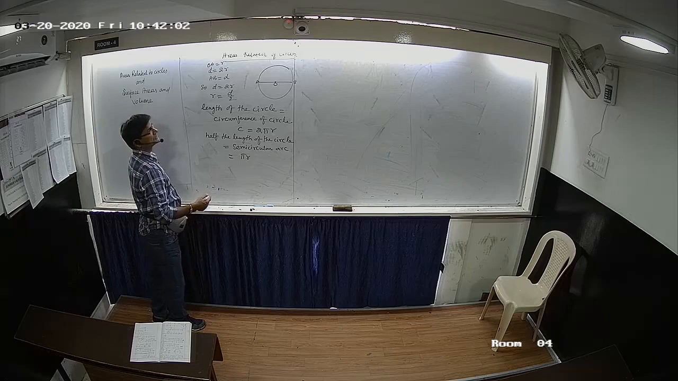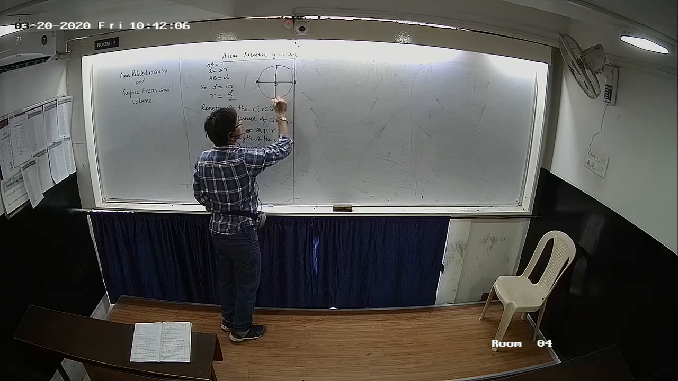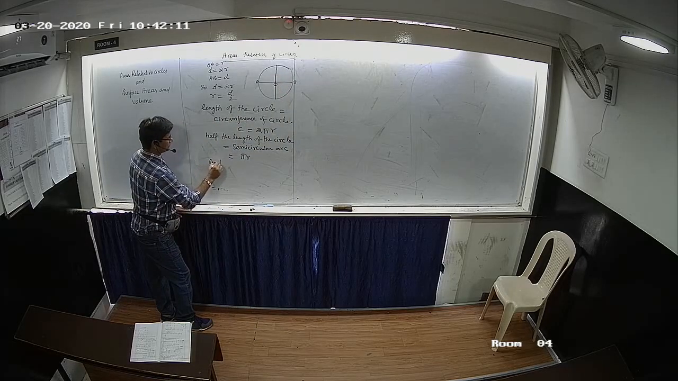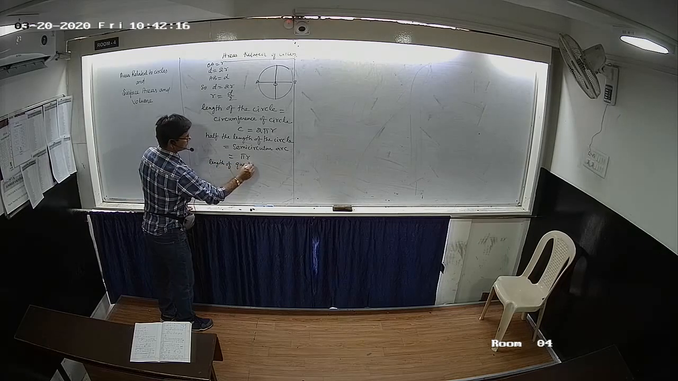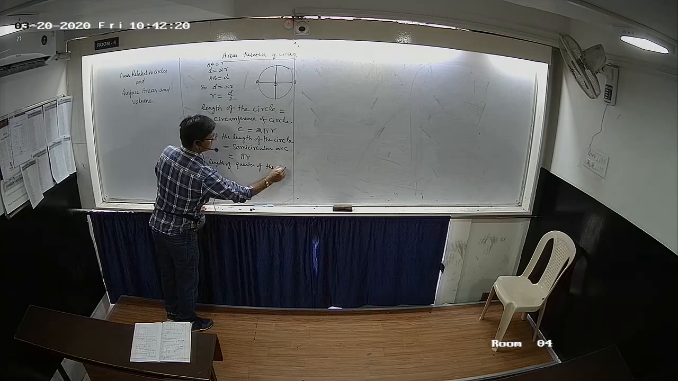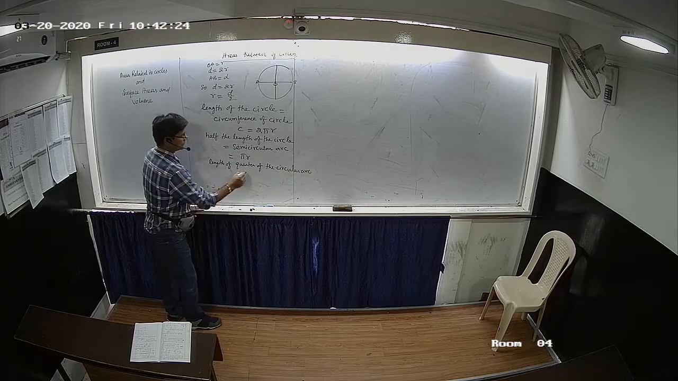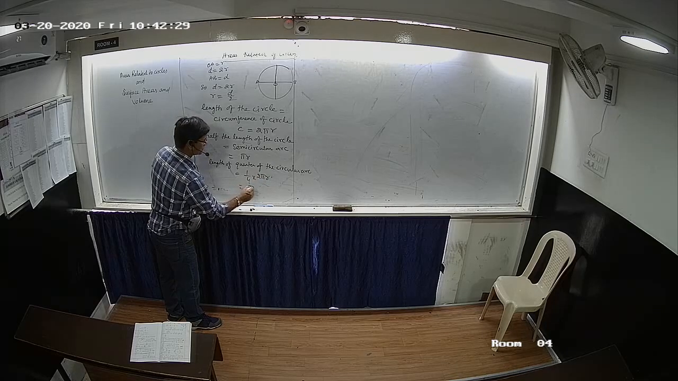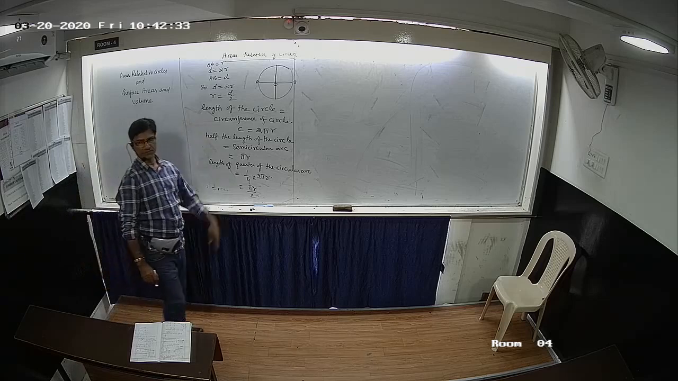Then what will be the length of a quarter of the circle? The length of a quarter of the circle is equal to 1/4 of 2 pi r. That is equal to pi r by 2. Now these are the lengths of the circular arcs.